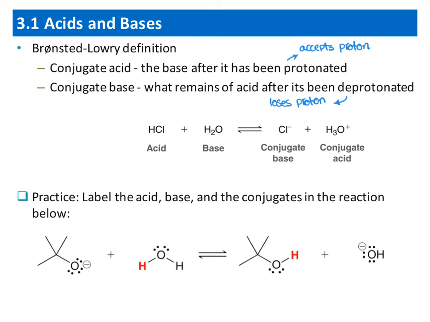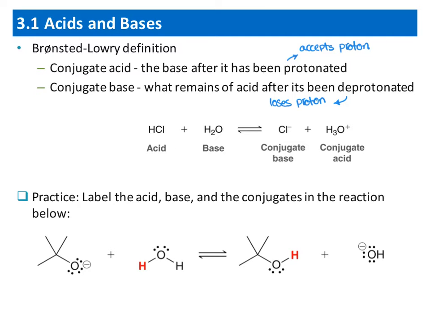If you look at this equation here, we have hydrochloric acid reacts with water, forming chloride anion and hydronium ion. So hydrochloric acid gets deprotonated, loses the proton to form the chloride anion. So hydrochloric acid is our acid and forms the conjugate base on the other side of the equation. Water accepts the proton to form the hydronium ion. So water is our base and forms the conjugate acid on the other side of the equation.